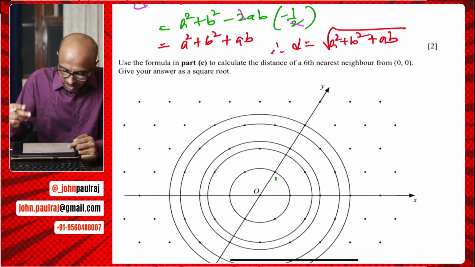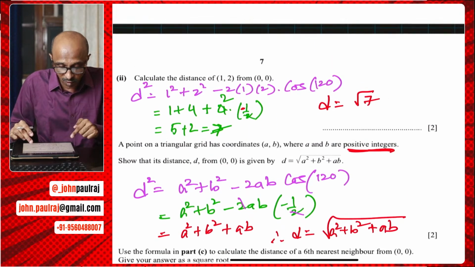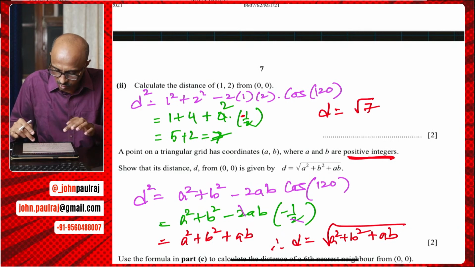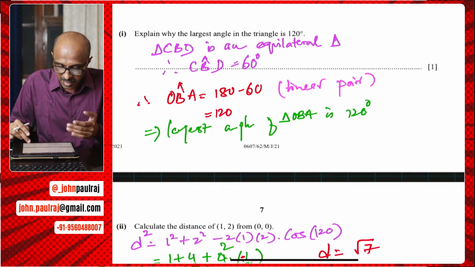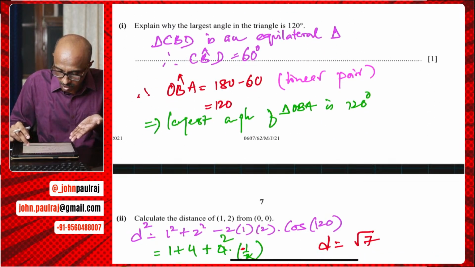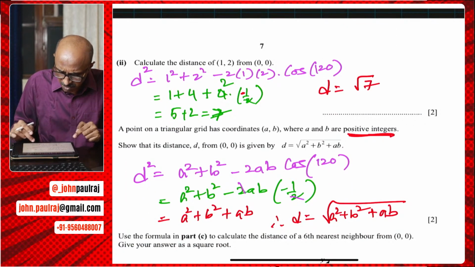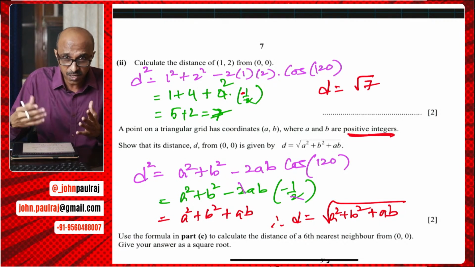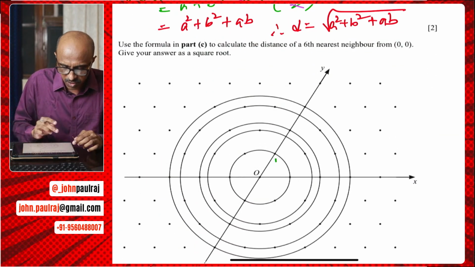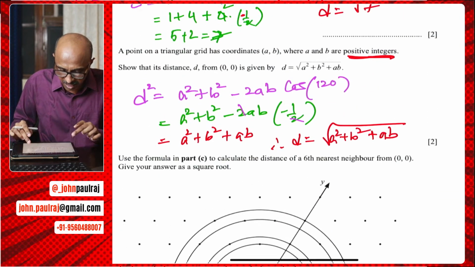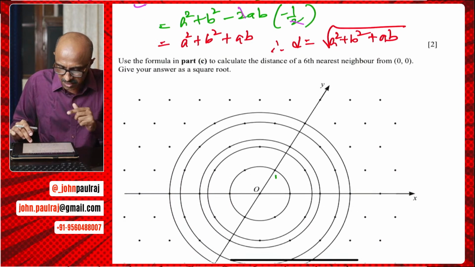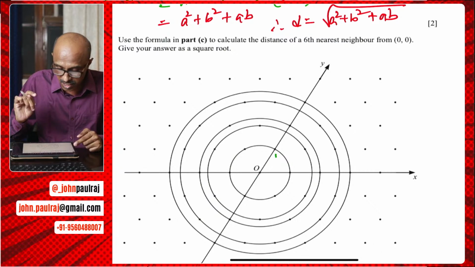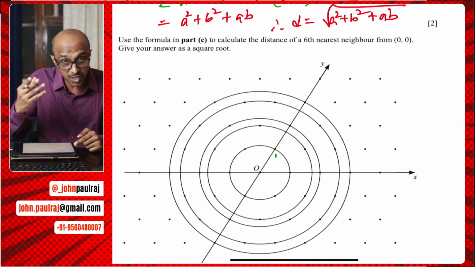Use the formula in part C. This is the formula. See, again, they're making use of the formula, right? So if you're going to use any other rule, probably you're not going to get this thing. And this d square, that is why we're using what is there, right? Because they want us to come to this conclusion, d is equal to, so that just comes clearly and cleanly and easily using the cosine rule, if you know what I'm talking about. So use the formula in part C, which is again this formula that we've got here, to calculate the distance of a sixth nearest neighbor from 0 0. Give your answer as a square root.